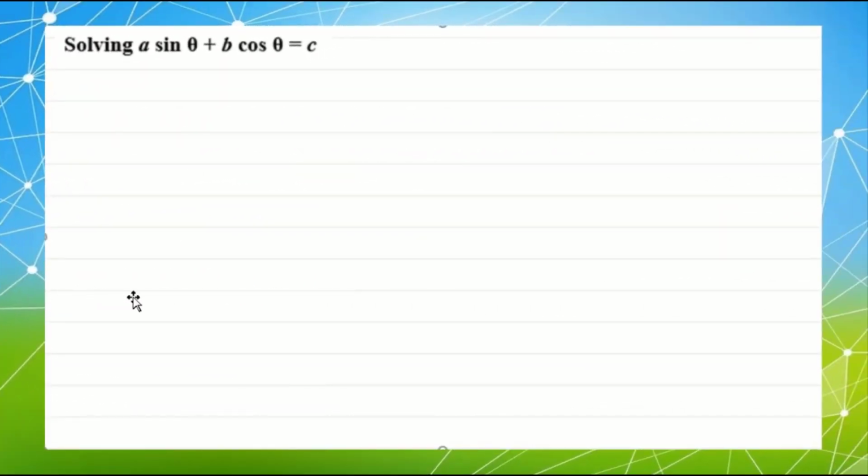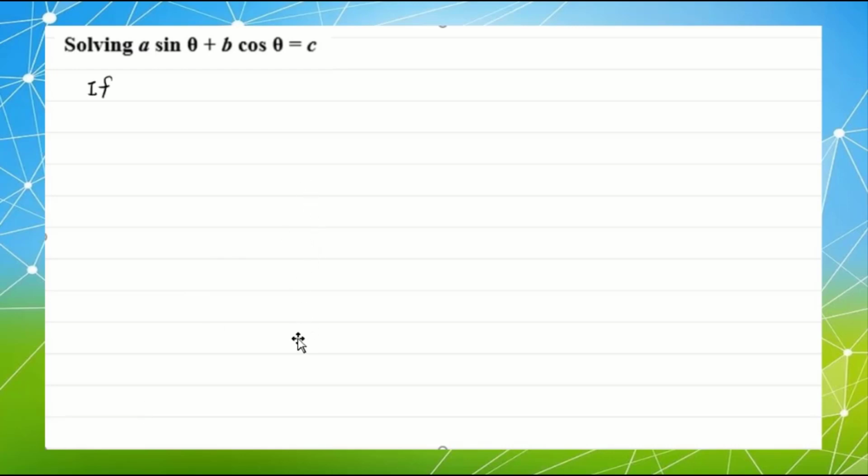Today in this video, I am going to talk about how to solve the trigonometry equations in the form a sine theta plus b cos theta equals c, where a, b, and c are constants. When we say solve, it means we need to find the value of theta. So when solving this kind of equation, there are two cases. It depends on the value of c.